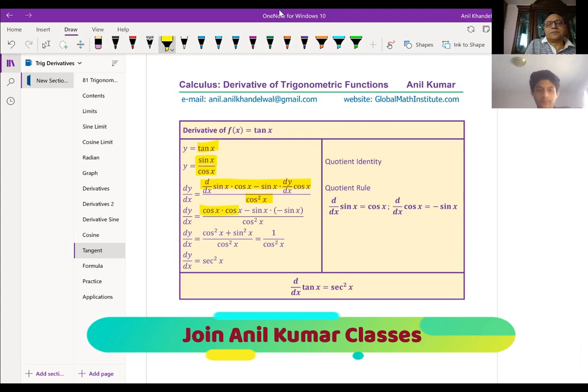So you get cos x times cos x minus sine x times minus sine x, correct? You get cos square x plus sine square x, which is 1. And 1 over cos square x gives you secant square x. So the derivative of tan x is secant square x. So that is how we get the derivative of all these 3 primary trigonometric ratios.